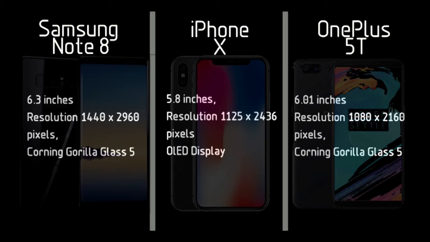Now moving onward towards the OnePlus 5T, which has the 6.1-inch display with a resolution of 1080 by 2160 pixels. It also has a Corning Gorilla Glass 5 like the Samsung Galaxy Note 8, and it has the screen-to-body ratio of about 80%. So the pixel per inch density is about 401. So logically speaking, if you do the comparison between these three devices, the winner is the Samsung Galaxy Note 8, on the second is the iPhone 10, and on the third is positioned OnePlus 5T.